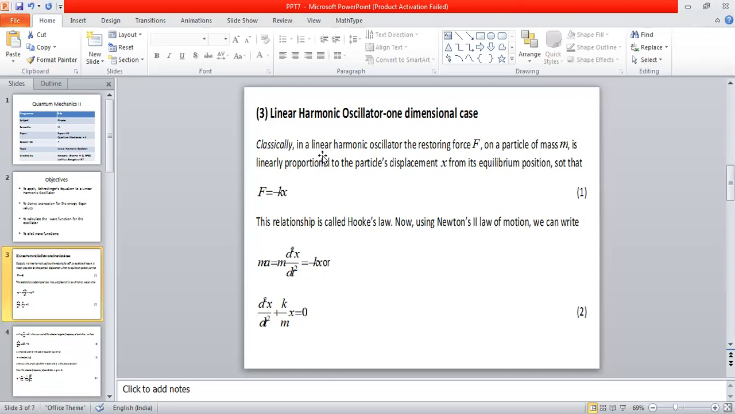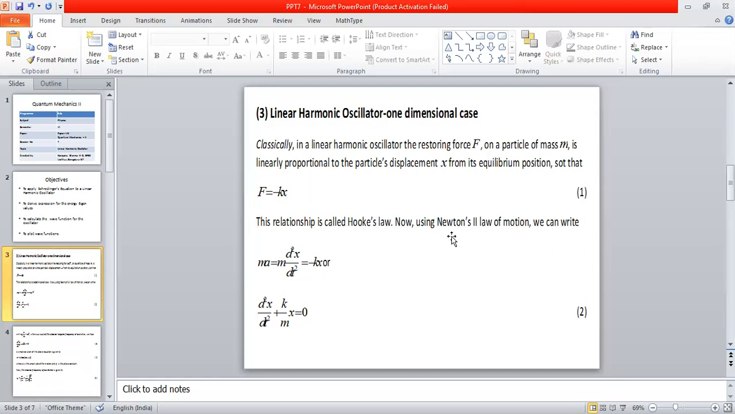So therefore, even in the case of a one-dimensional harmonic oscillator, it is possible to use the relation F = -kx, called Hooke's law, where F is the restoring force acting on the particle of the oscillator, x is the displacement of the particle of the oscillator, and k is some constant, the elastic constant, that force constant, whatever it is.